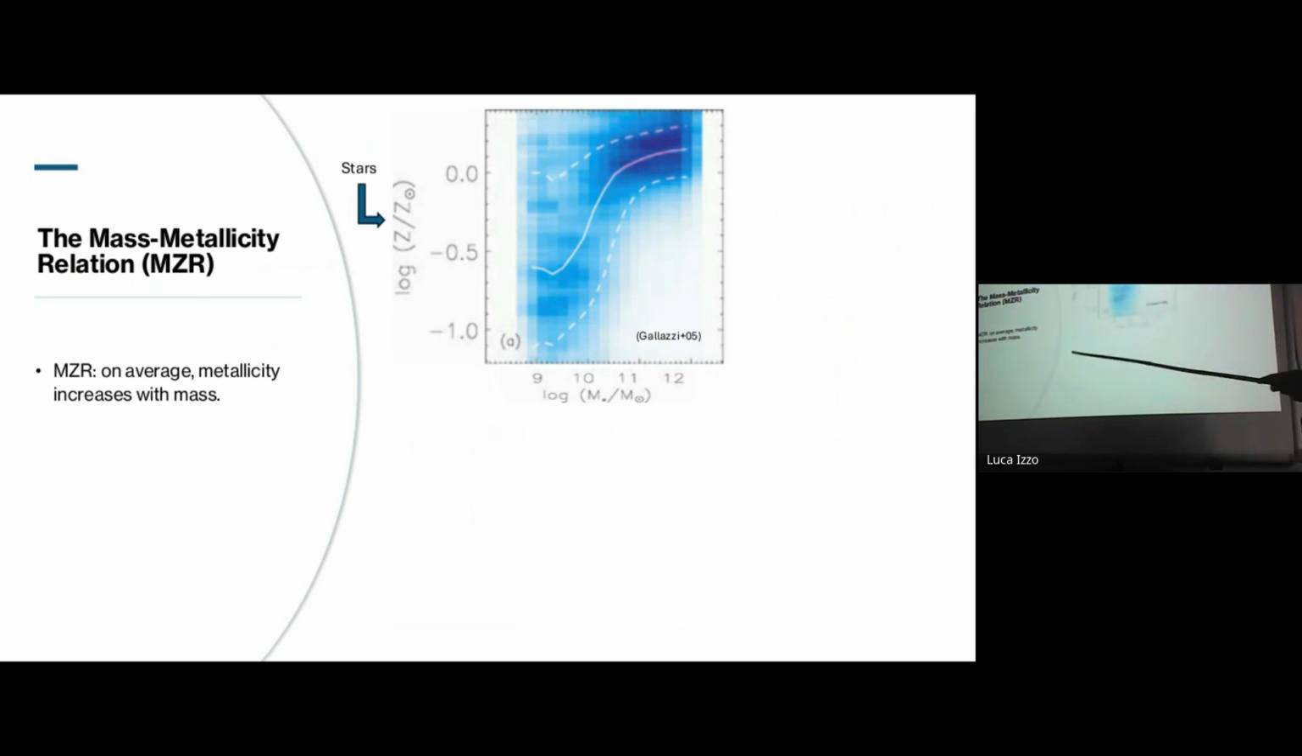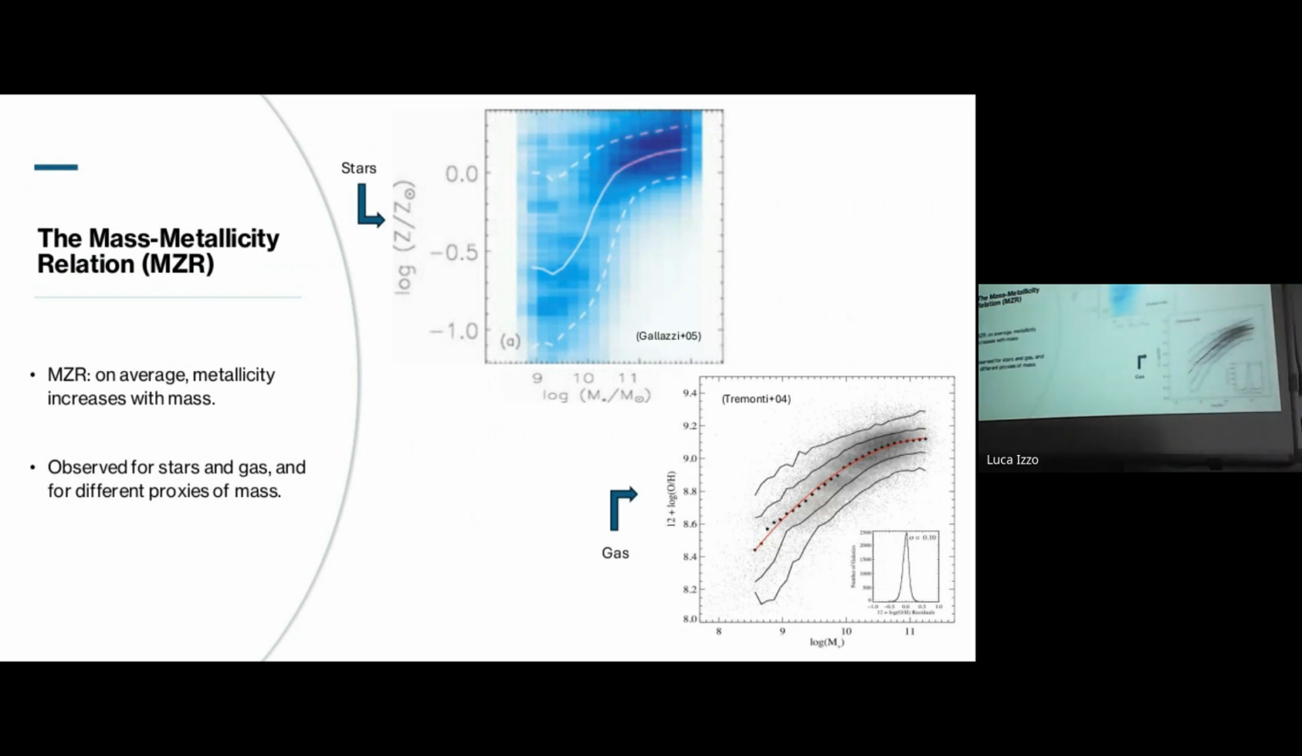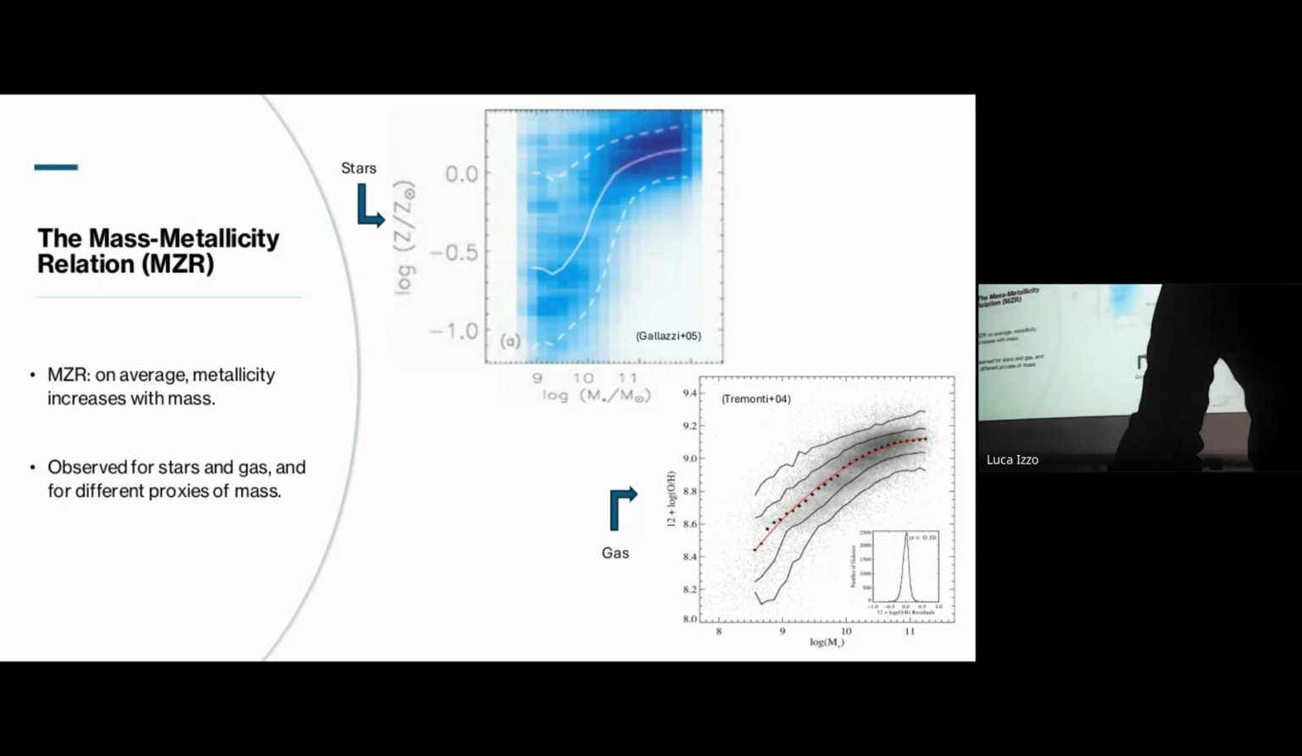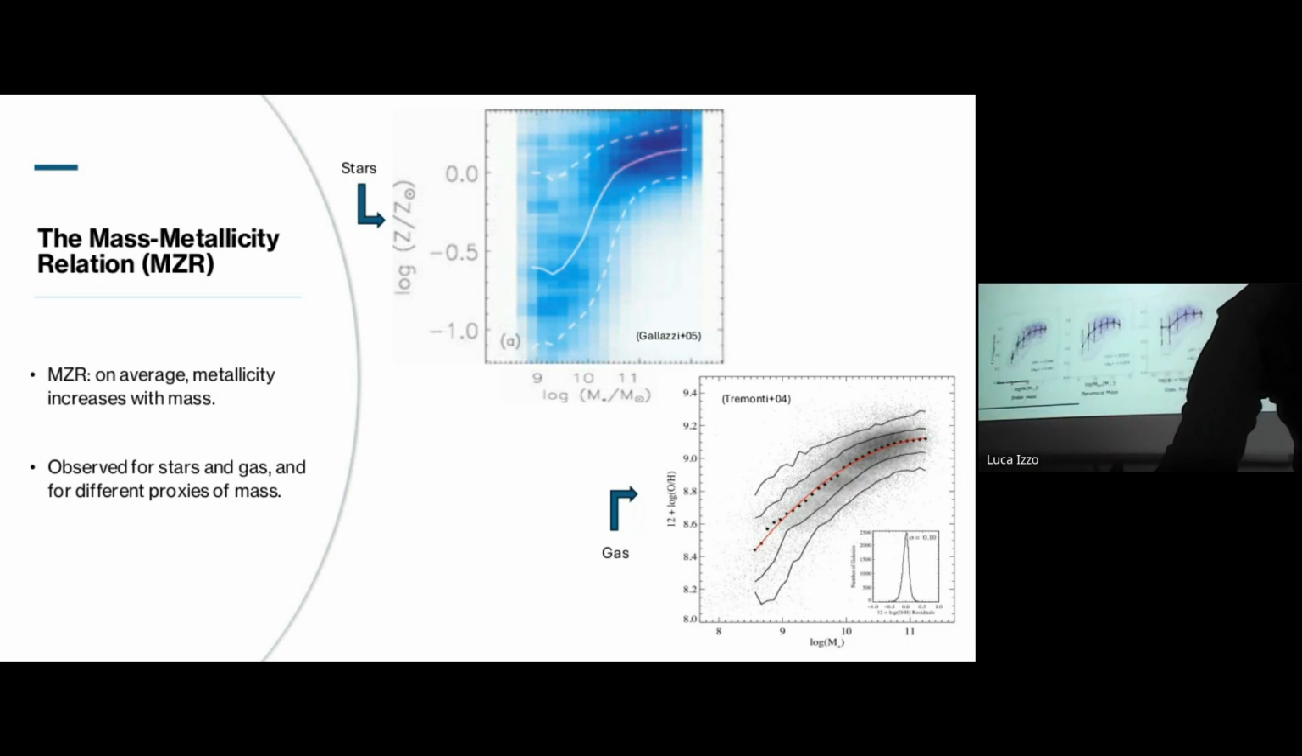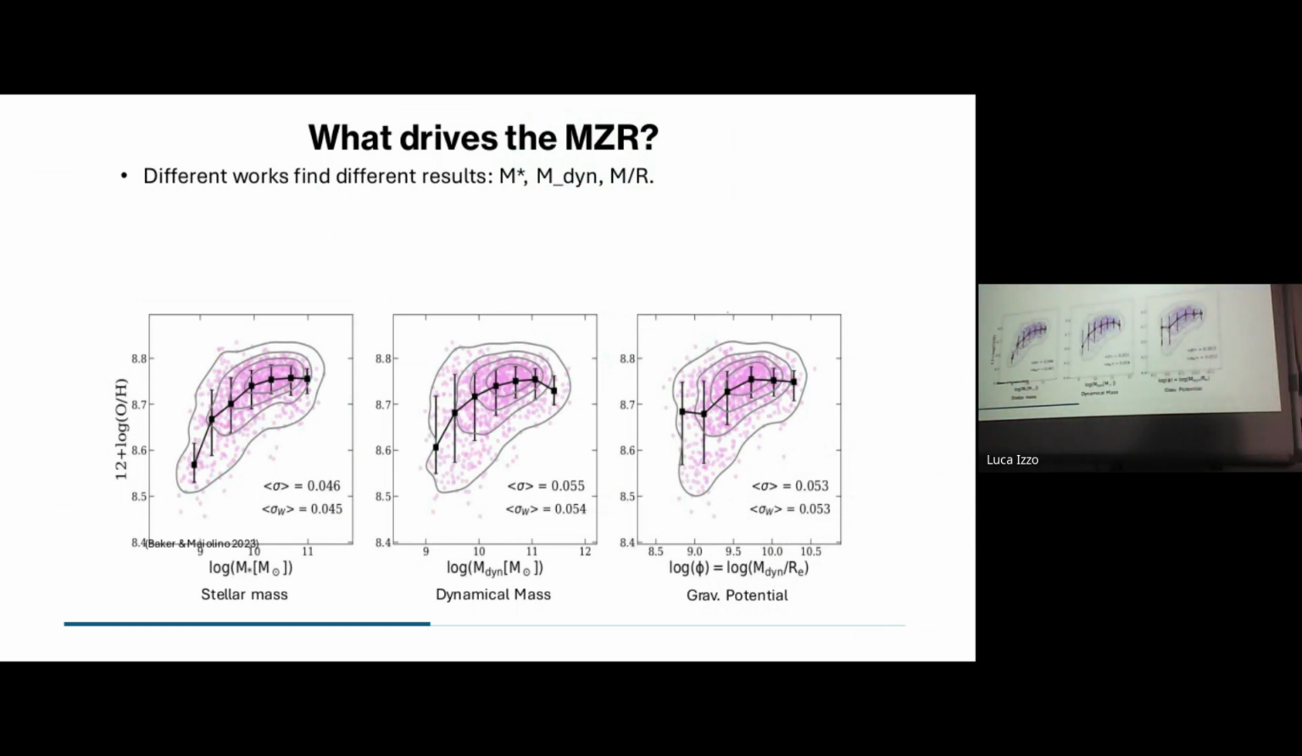And in particular, here I'm showing the stellar metallicity versus the stellar mass, but this is also observed for the gas phase metallicity. And you can actually have the same relation for different proxies of the mass of a galaxy, whether it's the stellar mass, the dynamical mass, or the gravitational potential. And indeed, during the last couple of decades, basically people focused on finding out what is the main driver of this mass-metallicity relation.